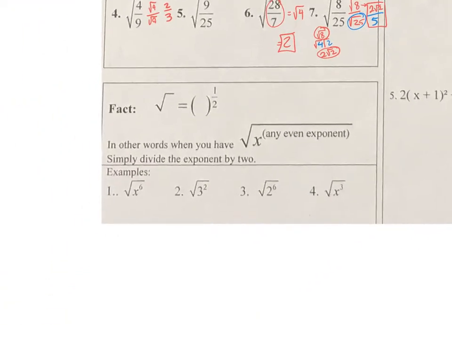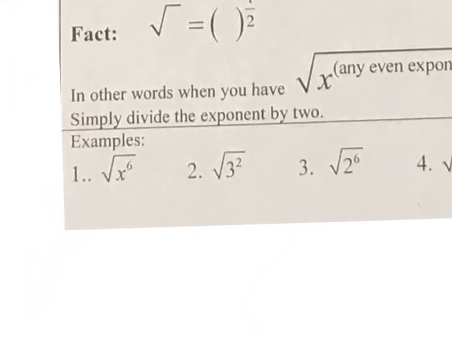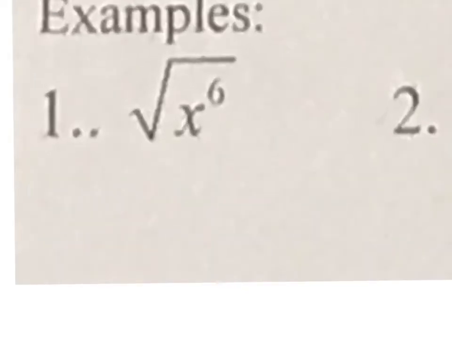Here's another important fact, and this fact will be on the quiz tomorrow. The square root is really the power of 1/2. Okay, we need to know this. The square root is really the power of 1/2. In other words, when you have the square root of x to any even exponent, you simply divide the exponent by 2. Now that might not make too much sense right now, but it will after a couple of examples.